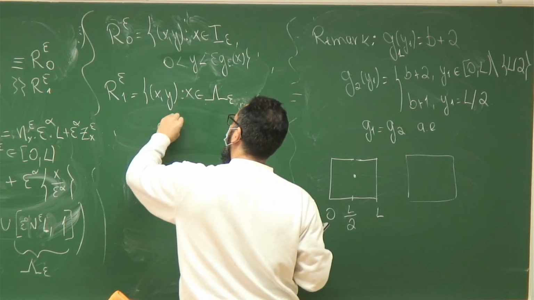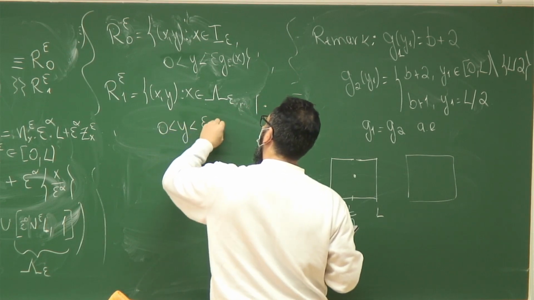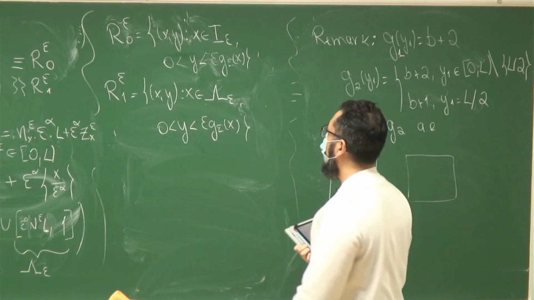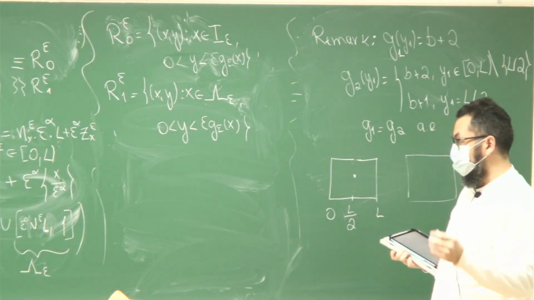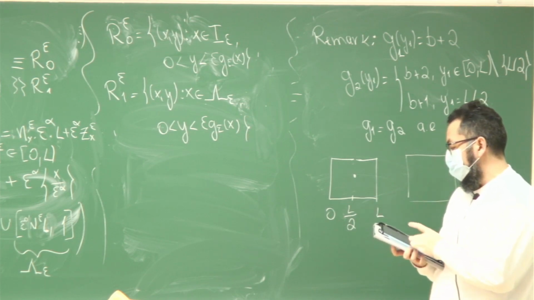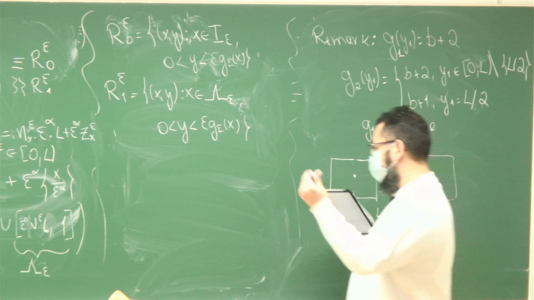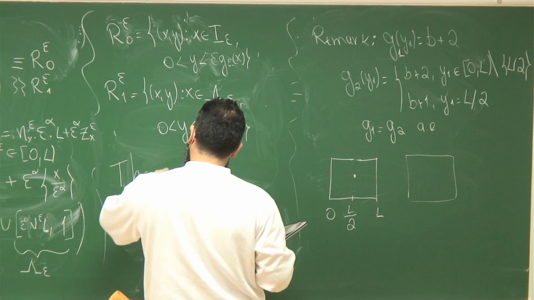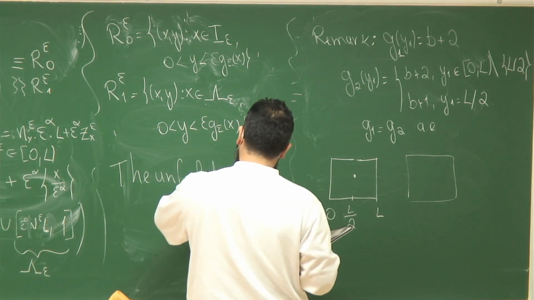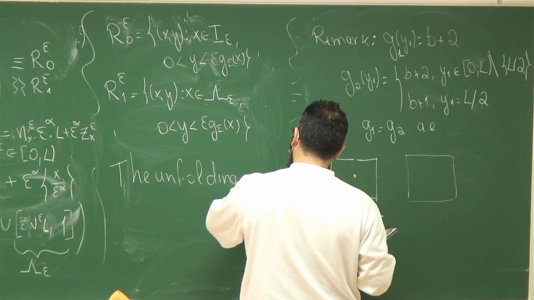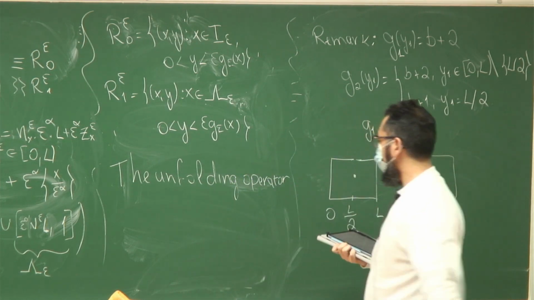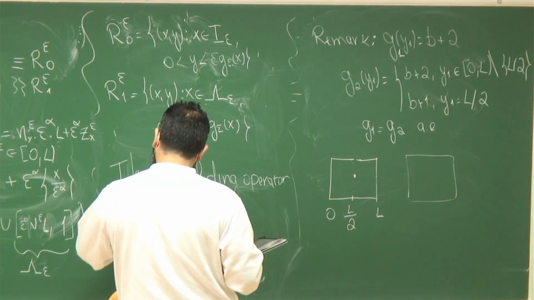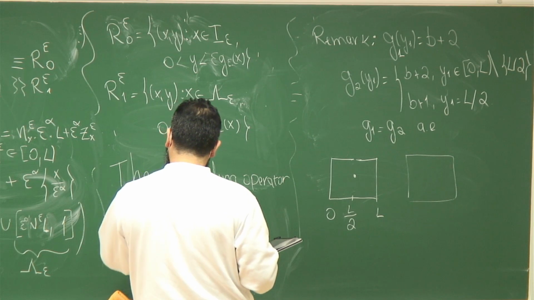And there's 0, y. So, you have this remaining, let's say like this. After the notations, finally, we can introduce the unfolding operator. So, finally, the first mathematical definition, I will abbreviate it here.